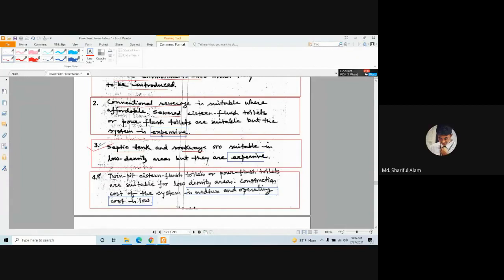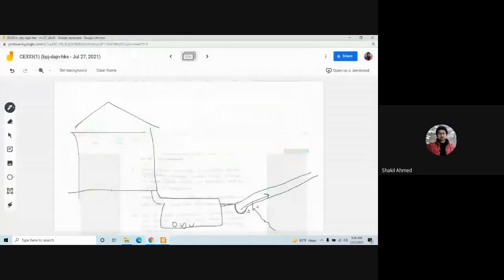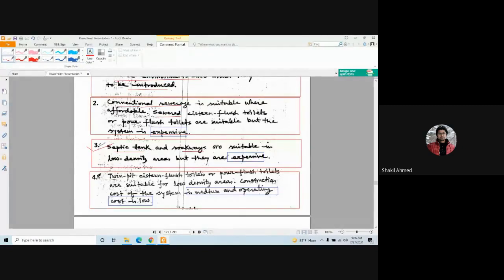Yes, sir. But still it requires this trenching, pipe issues, so this is expensive also. And the conventional sewage system is also expensive. Okay.